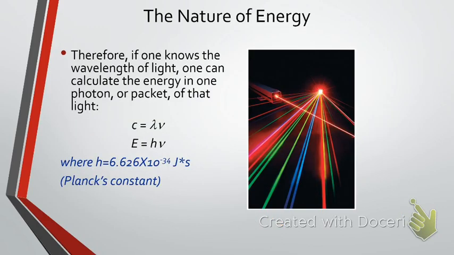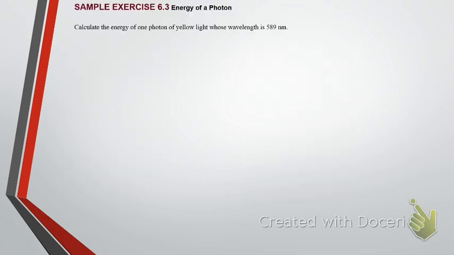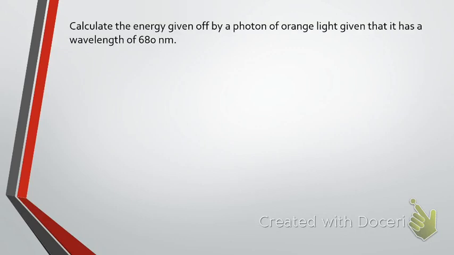To summarize, if you know the wavelength of light, you can calculate the energy in one photon. A photon is a packet, the smallest amount of light that's given off. So that's the amount of energy given off per photon of light. Let's do another example. We're going to calculate the energy given off by a photon of orange light, given that it has a wavelength of 680 nanometers.